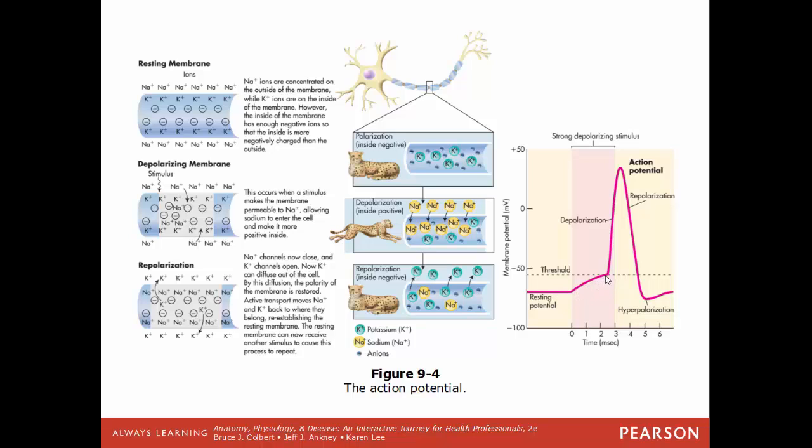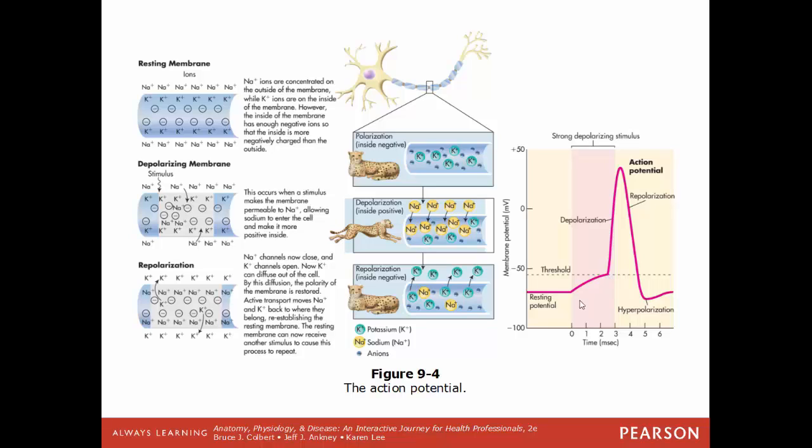Slight increase. You get to that negative 55 point, which is, at this point, the neuron will fire the impulse. You can't get to this point and not fire. It either happens or it doesn't happen. And this is an all or nothing thing, like muscle contraction. It happens or it doesn't happen. You know, the lights are on, lights are off. You're pregnant, you're not pregnant. There's no middle ground here.